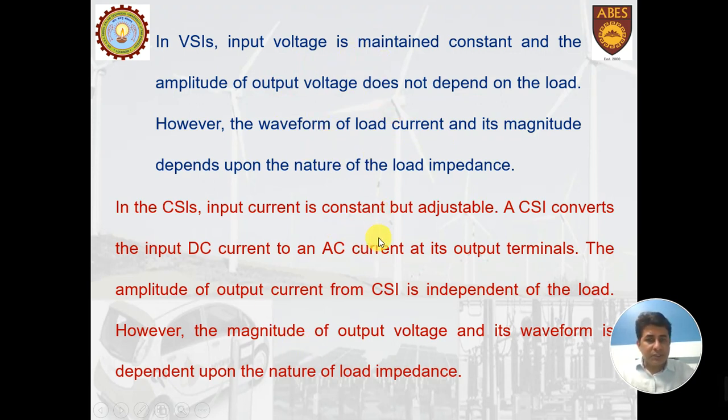In current source inverters, what happens? In a current source inverter, the input current is constant, although it is adjustable. It is supplied through a source which gives a stiff current at the input, and that current will appear at the output with the change in direction. However, the magnitude of the output current in a CSI is not dependent upon the load. The magnitude of the output voltage shall be dependent upon the load. So this current source inverter is totally opposite to a voltage source inverter.